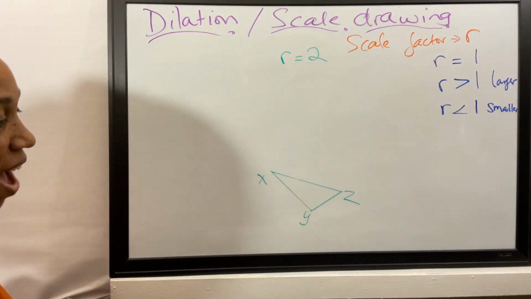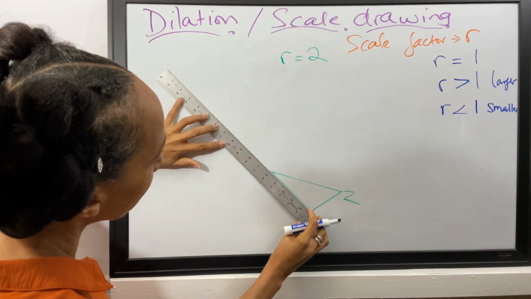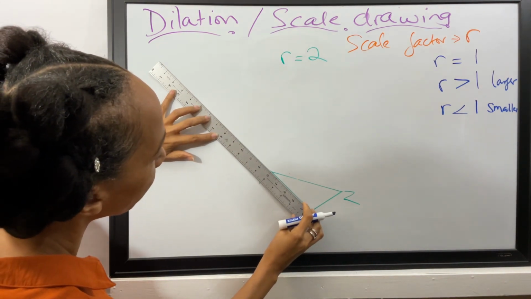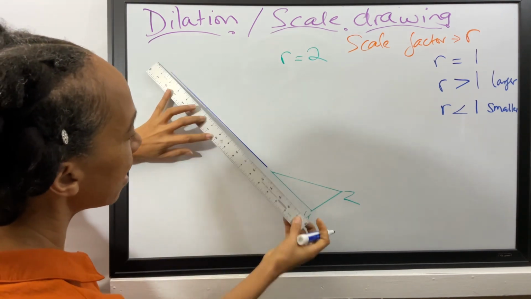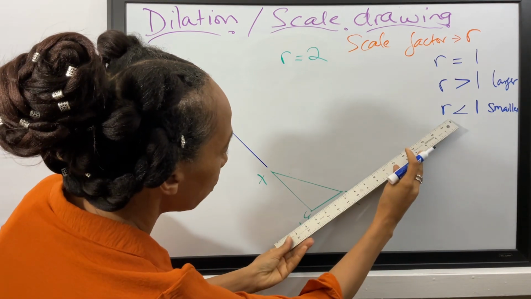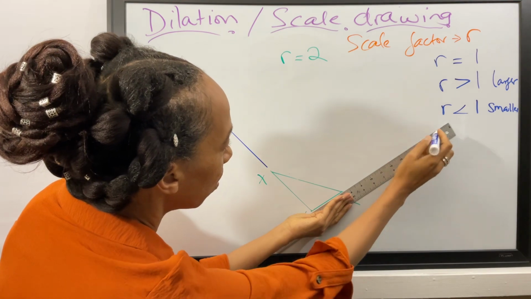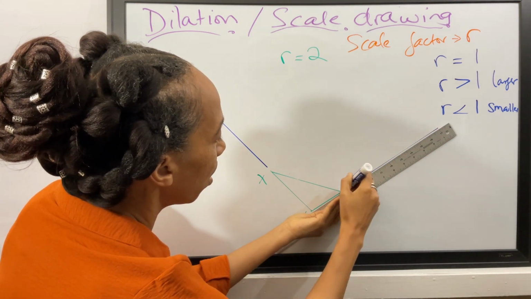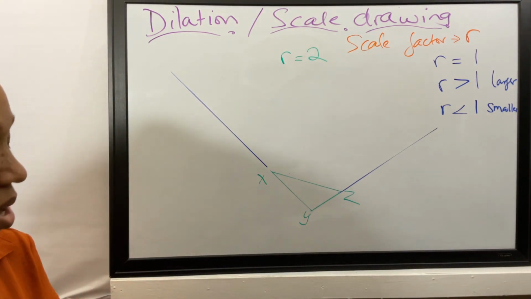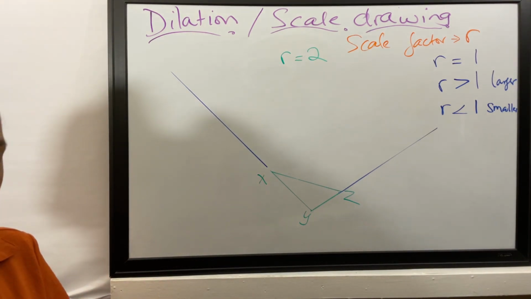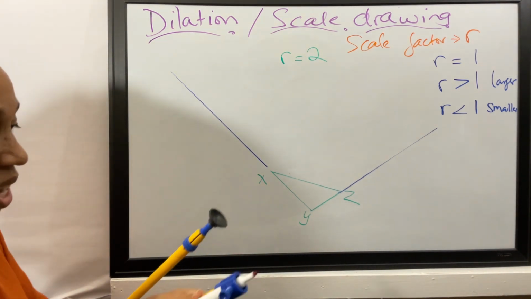The first thing that you have to do here is extend your segment. I'm going to extend my segment here. Extend your line, and you also extend this line. Okay. And the next thing that you're going to do now is get this figure to be bigger than what it is.